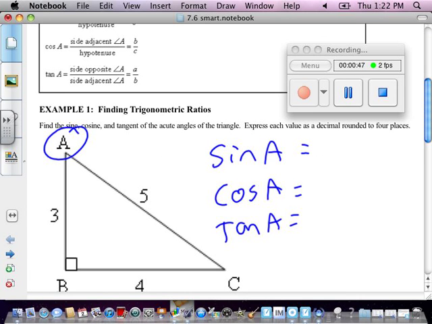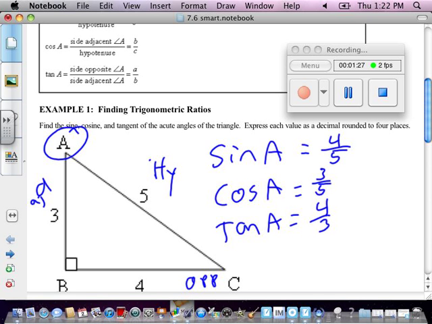If we're looking at A, we know this side is the opposite, this side is the adjacent, and this side is the hypotenuse. Okay? Opposite over hypotenuse is sine, so that's 4 over 5. That's it, you're done. Cosine of A would be adjacent over hypotenuse, so you should have 3 over 5. And for the tangent of A, you should have opposite over adjacent, so you should have 4 over 3.